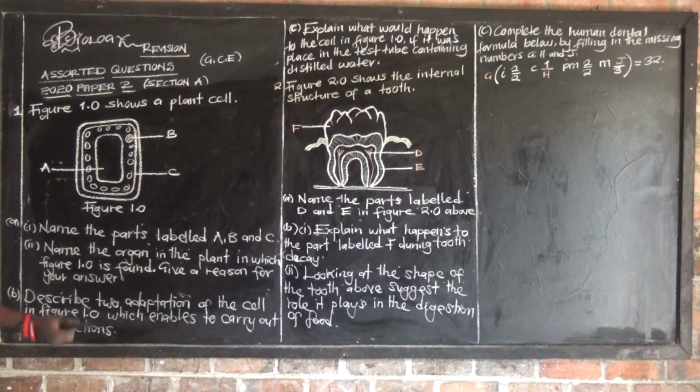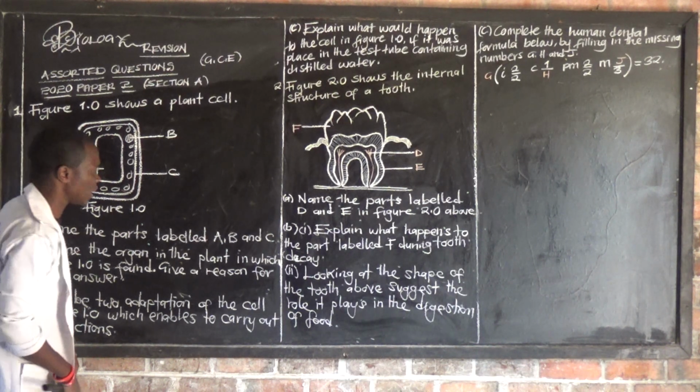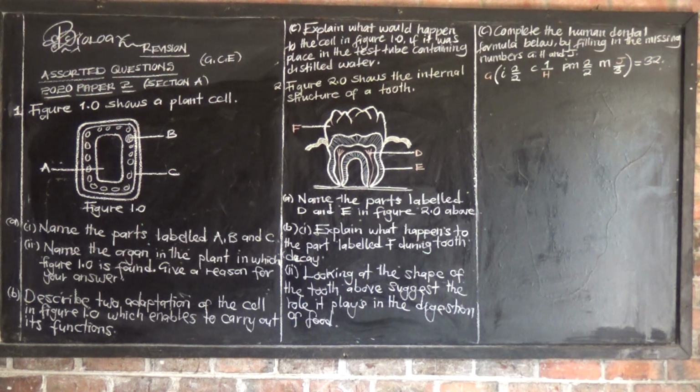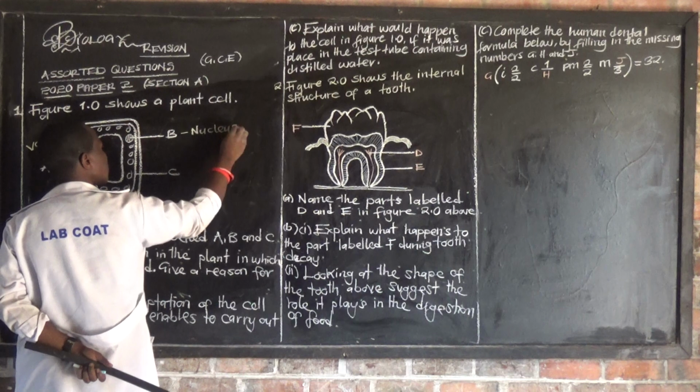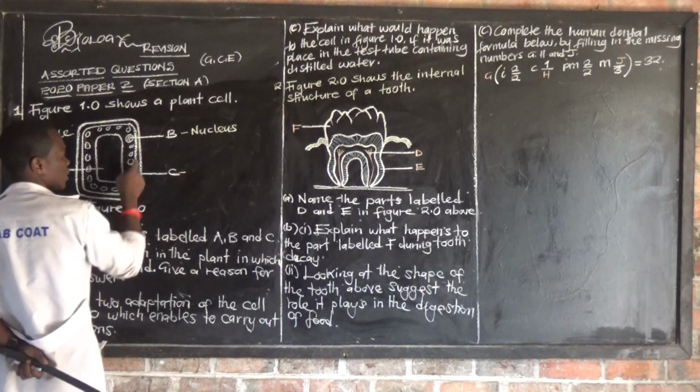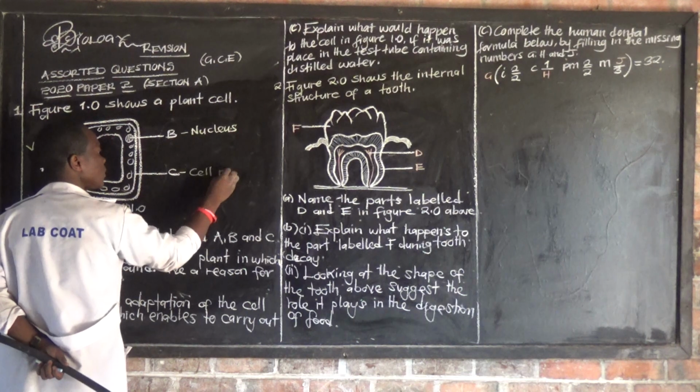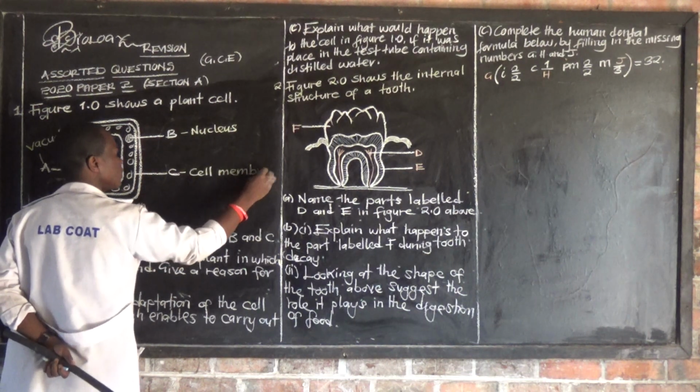Okay. So the first question, question A, Roman numeral 1, says, name the parts labeled A, B, C, and D. They want us to identify these parts. So part A, this is our what? This is our vacuole. Then part B, this is our what? Nucleus. Then part C, cell membrane. Yes, this is our cell membrane.